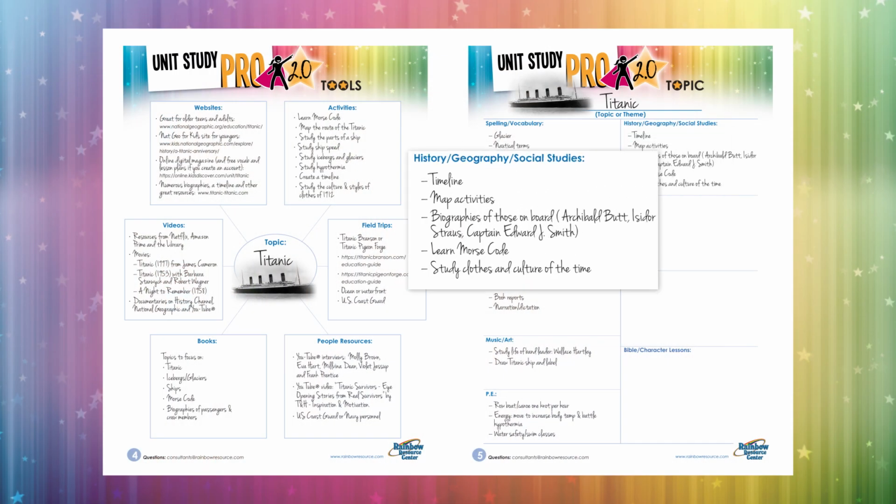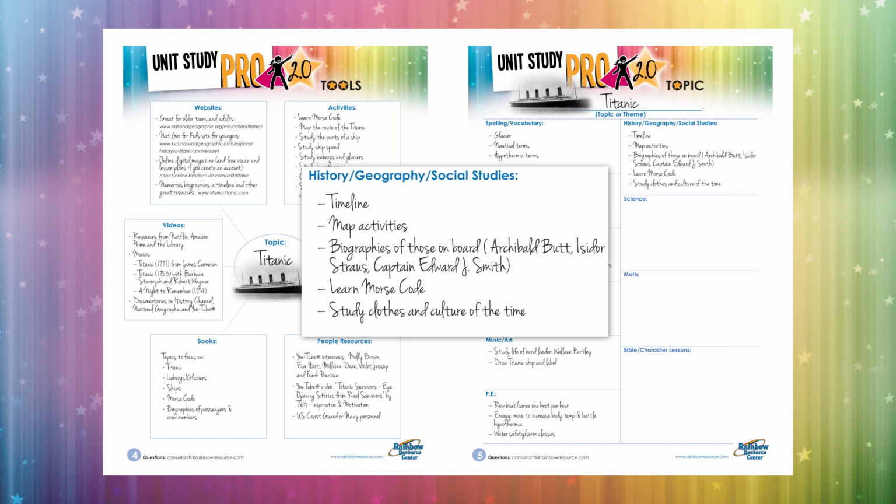Next is social studies, history, and geography as our next subject category. When you plan a unit study, social studies, history, and geography are usually the easiest things to pull together. In fact, often you may find it necessary to cut some activities out of these areas to have a balanced unit study. Here are a few things that we did for history in our Titanic study.